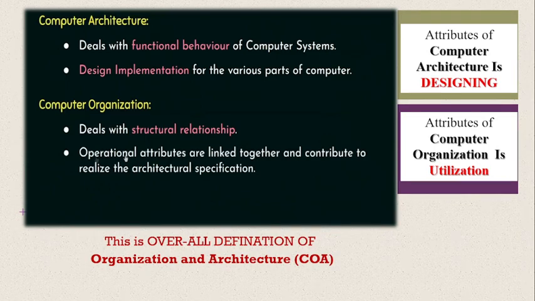You have to know this, okay? If it comes on the exam, you have to remember that what deals with functional behavior is computer architecture. Which one is the attribute of computer architecture? Designing. Computer organization deals with structural relationship, and operational attributes are linked together and contribute to realizing the architectural specification. Okay, let us see them in detail.